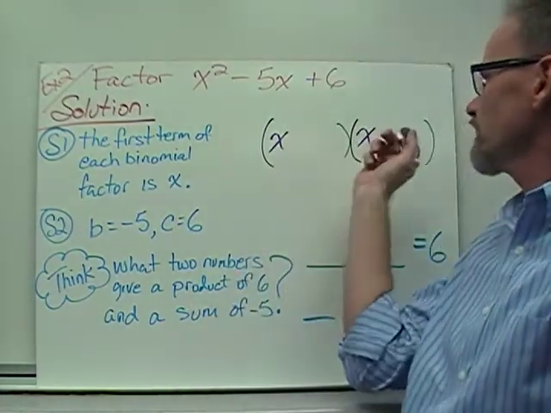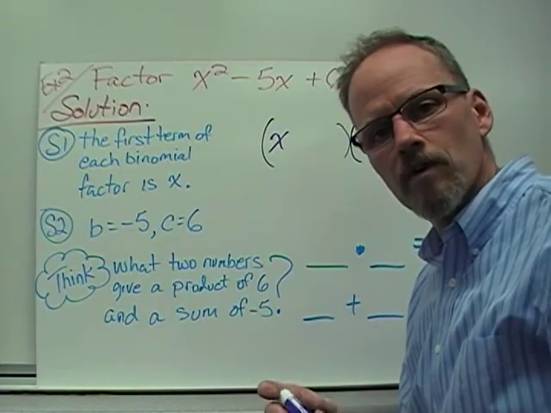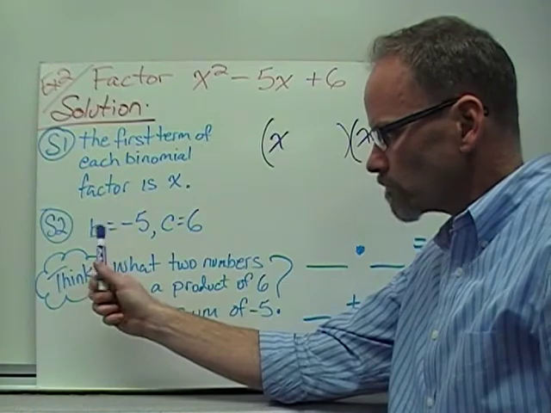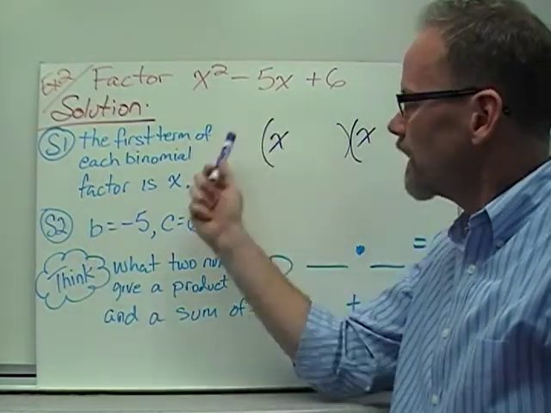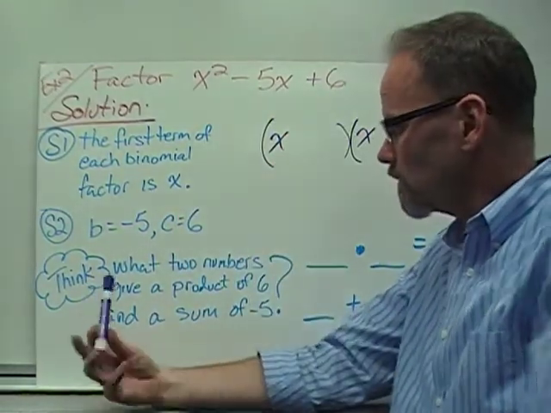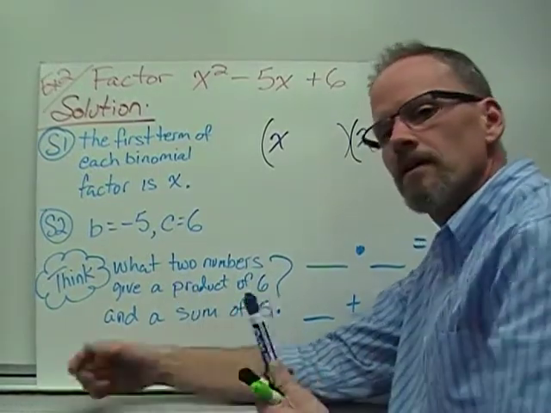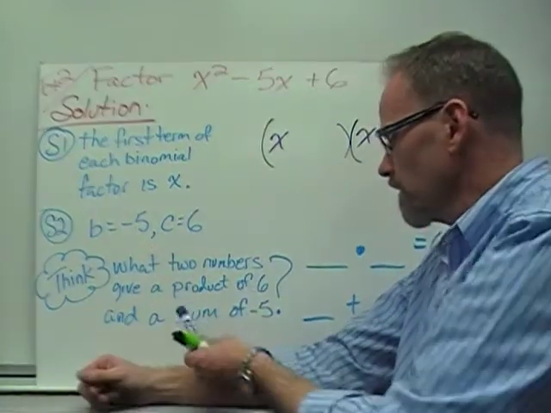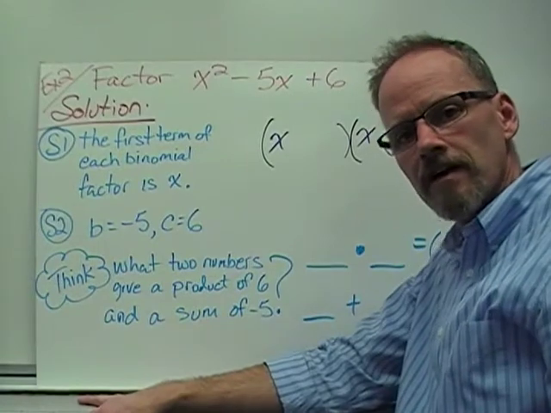Now I'm not going to put any signs in there because we're going to have to figure that out to make it work right. I know that b is -5, and I know that c is 6. And so I start thinking, well, what two numbers give a product of 6? What two factors multiplied against each other, product, will equal 6, and a sum of -5.